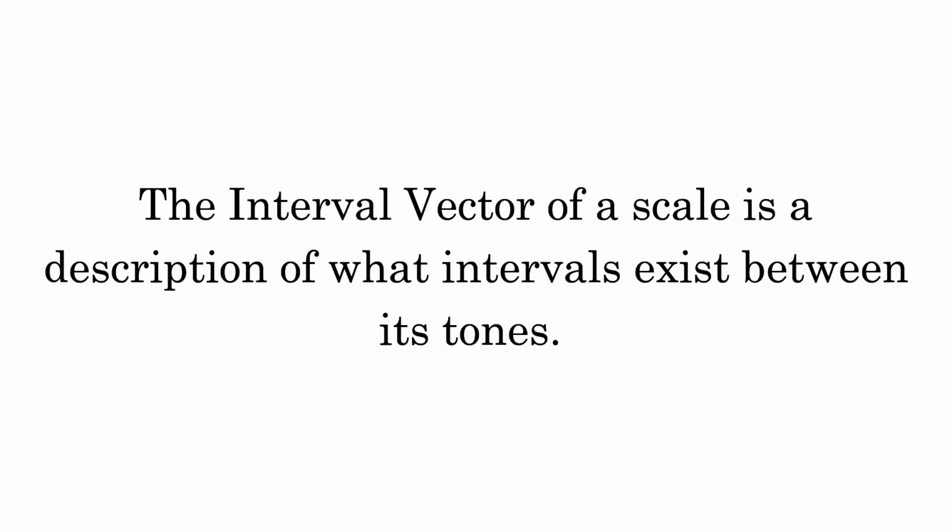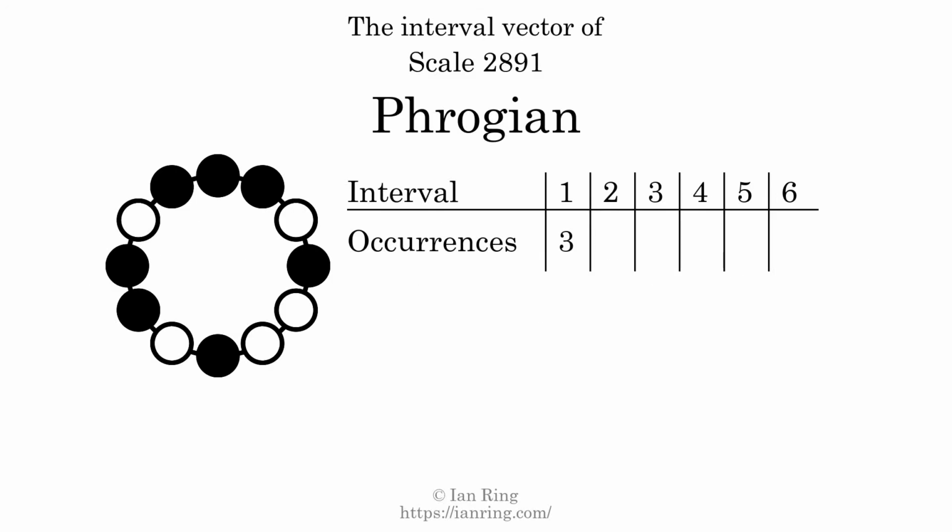The interval vector of a scale is a description of what intervals exist between its tones. There are 3 intervals with the size of 1 semitone. They are here, here, and here. There are 4 intervals with the size of 2 semitones. They are here, here, here, and here. There are 5 intervals with the size of 3 semitones. They are here, here, here, here, and here.